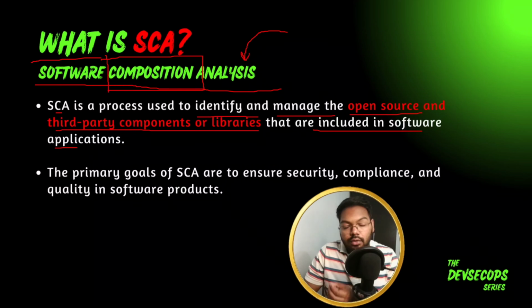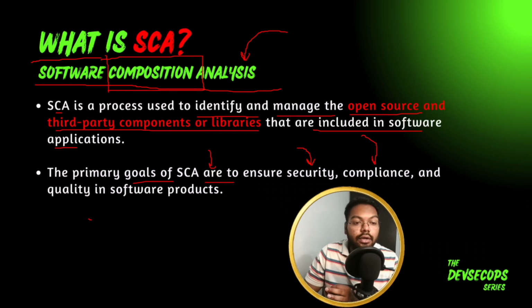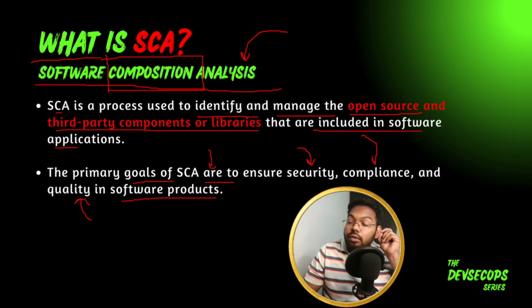Now there are different versions of these packages or libraries. Is there any vulnerability in them? How are we supposed to know? That is the reason why SCA is done. The primary goals, multiple goals we are talking about, are to ensure first security, compliance, and quality of the software product. So how does it ensure security?